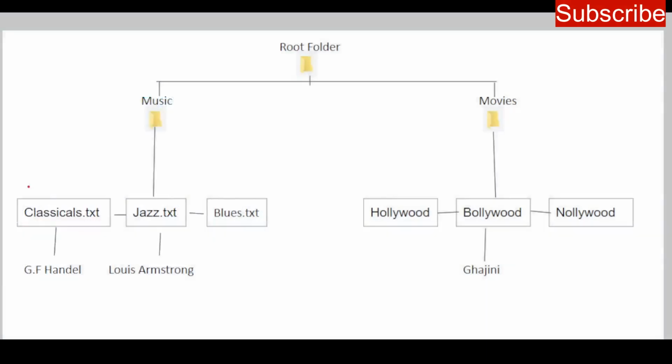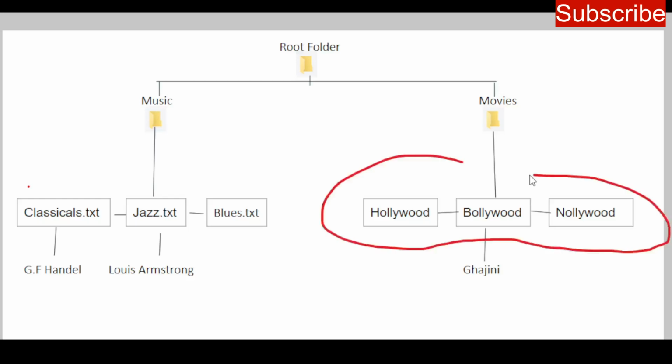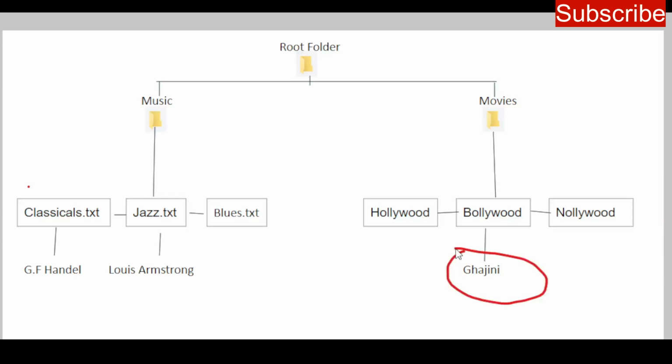So at this moment, I think we've succeeded in finishing the first aspect. We've already gone from our root folder, we've created a folder known as music, we've created three files, and inside classical.txt we have gf handle, and inside jazz.txt we have Louis Armstrong. Now I want to go back to the root folder and create movies. Then we create three files: Hollywood, Bollywood, and Nollywood. Then we allow the content of Bollywood to be Gajini. So that's the next thing we want to do now.